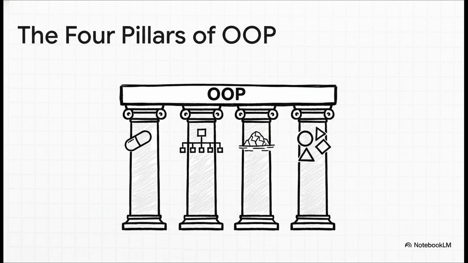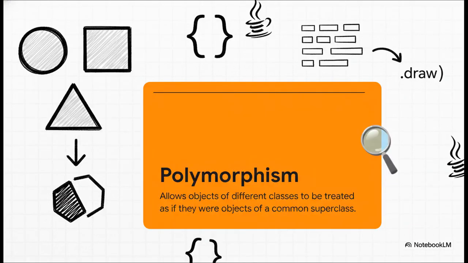You've got encapsulation, which is all about bundling your data up safely, inheritance, which lets you build new things from old things, abstraction, which is about hiding all the messy details, and then there's polymorphism. And you know what? Let's zoom in on that one. Polymorphism sounds way more complicated than it is.